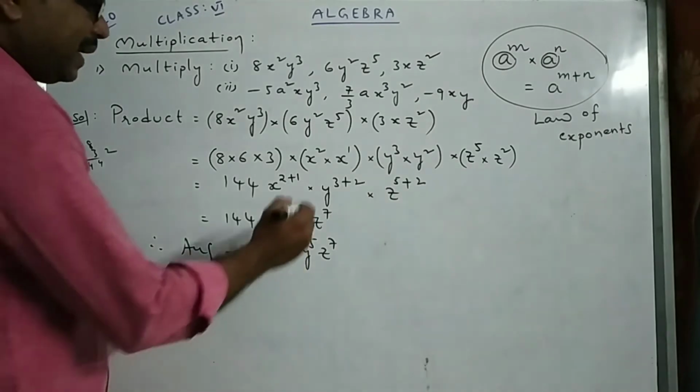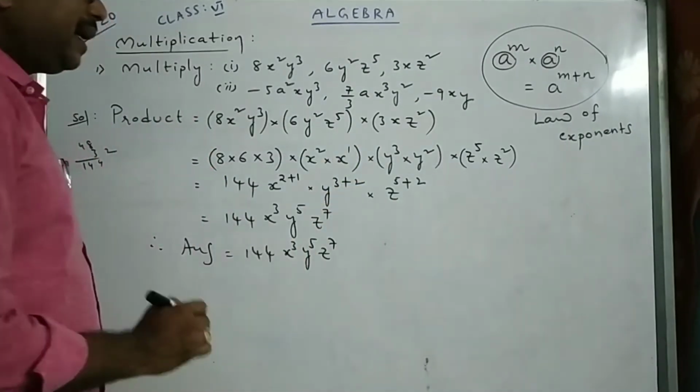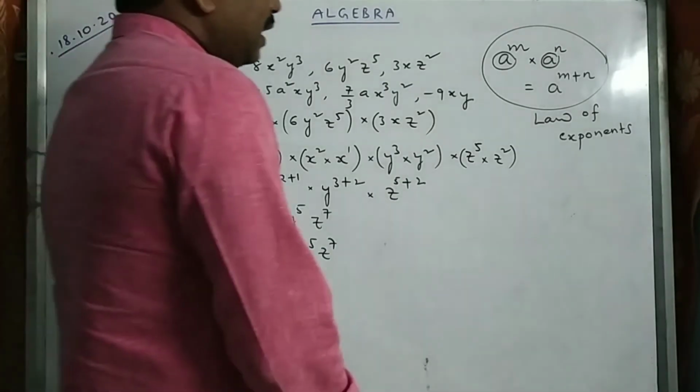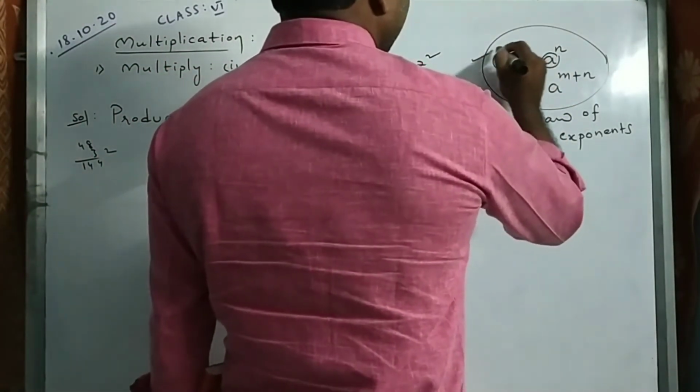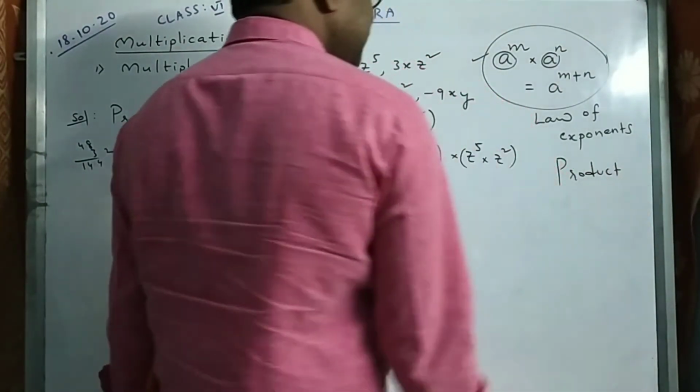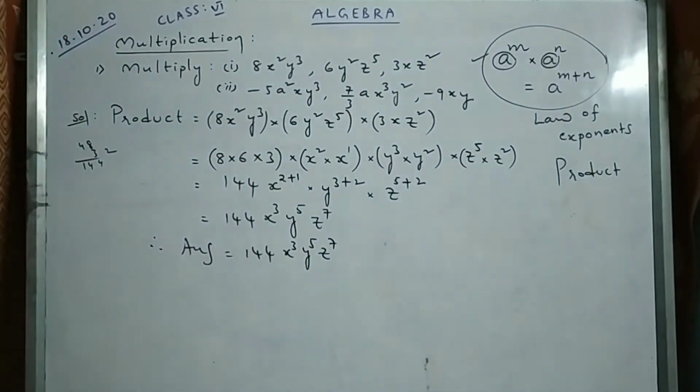If bases are equal, powers can be added. That you have to remember. That is called the law of exponents, the product law. Okay? If bases are equal, then powers can be added.